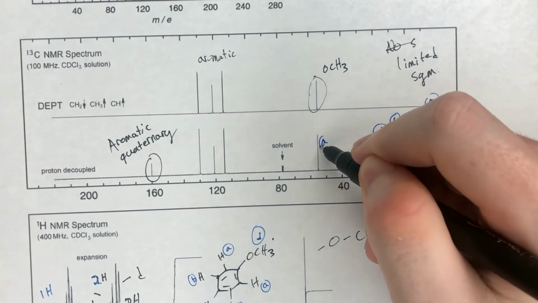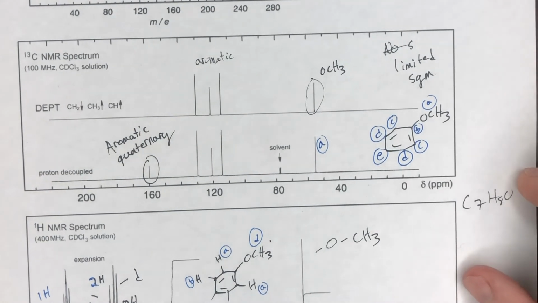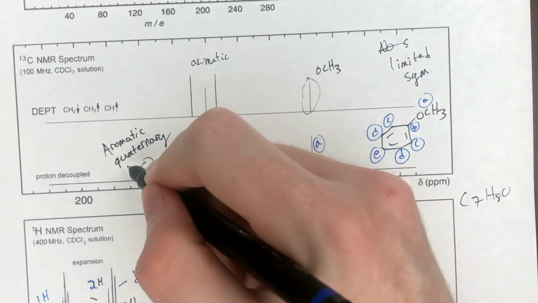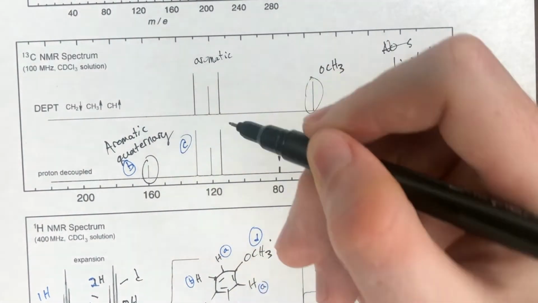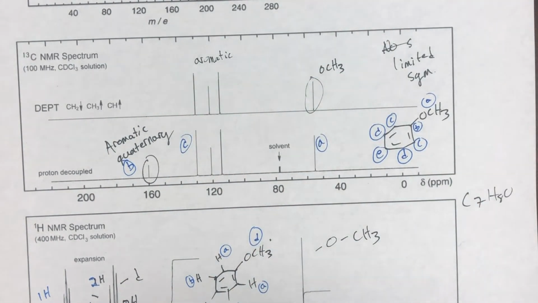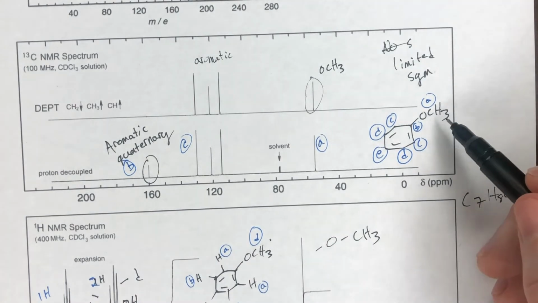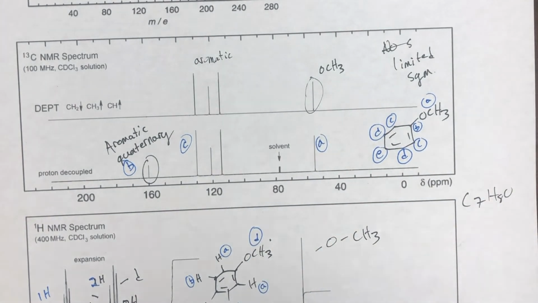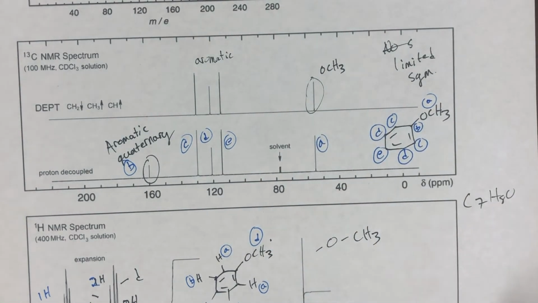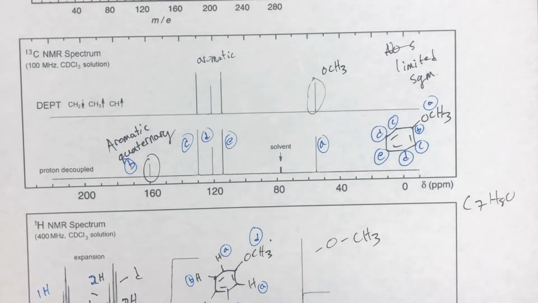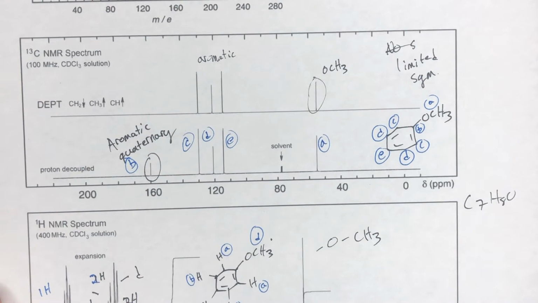A is definitely this OCH3 group here at about 60. B is the quaternary aromatic carbon, which is there. C then is closer to the OCH3, so we'd expect that to be slightly more downfield, and then D, and then E. Okay, and that's how you solve this question.